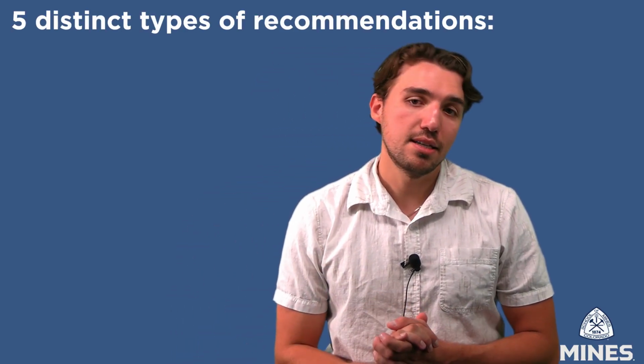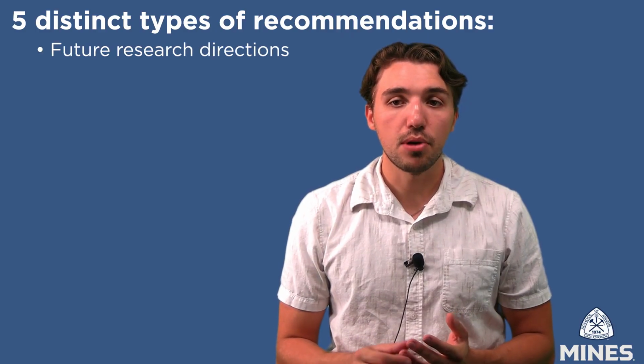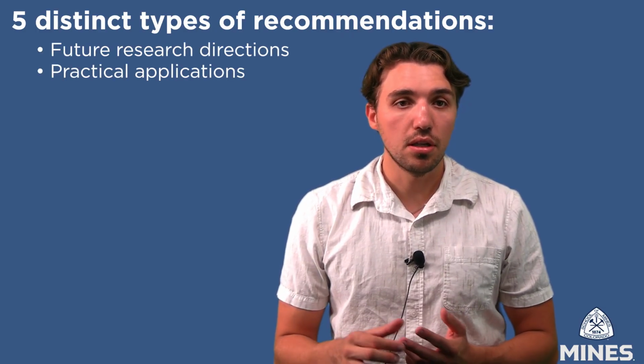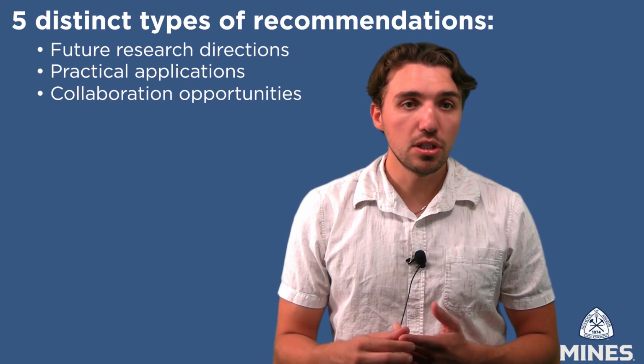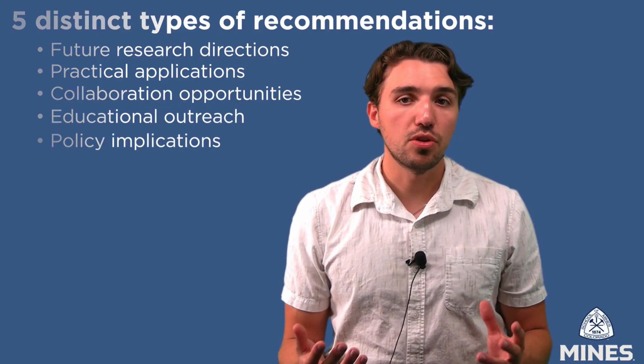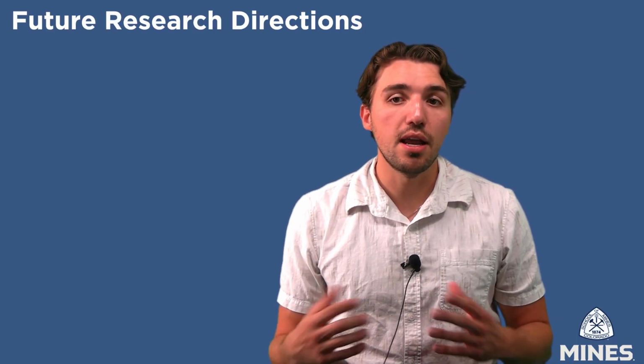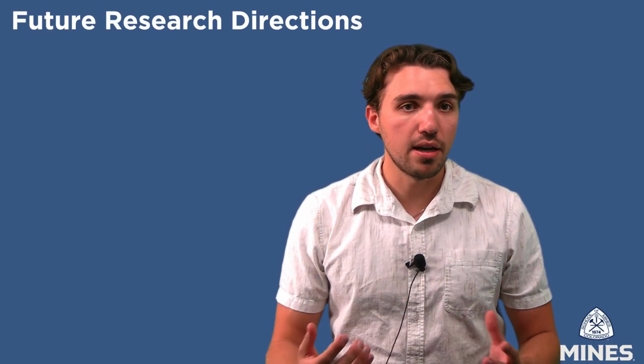To better illustrate this concept, I will use the example of a research project focusing on new carbon capture and sequestration techniques. There are 5 distinct types of recommendations: future research directions, practical applications, collaboration opportunities, educational outreach, and policy implications. Recommendations in research papers should outline potential avenues for future investigation and exploration based on the study's findings.